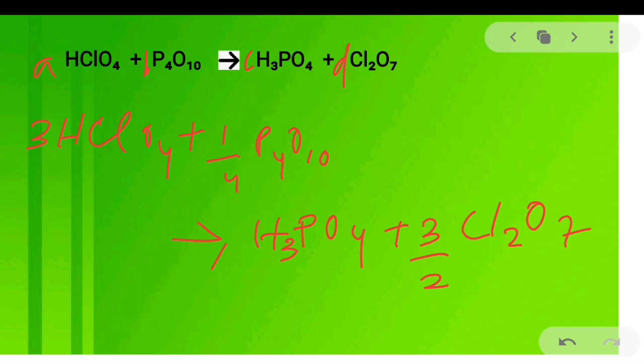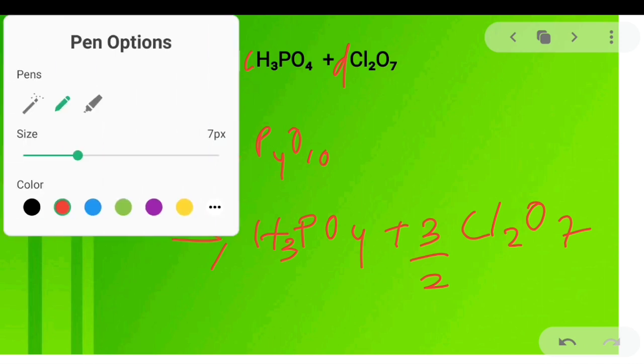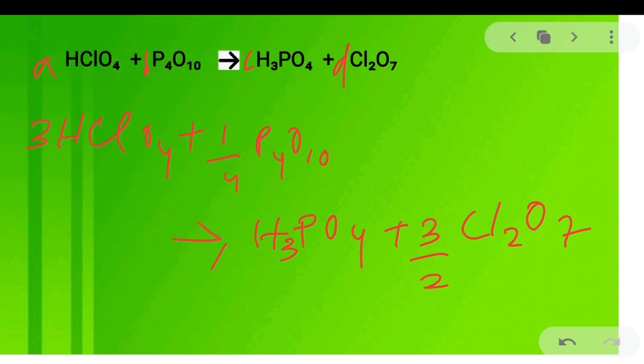We need to remove the fraction. If I multiply the whole equation by 4, I can remove the fraction. So now let us multiply it by 4. What equation will I get? In place of 3, if I multiply it by 4, I will get 12.